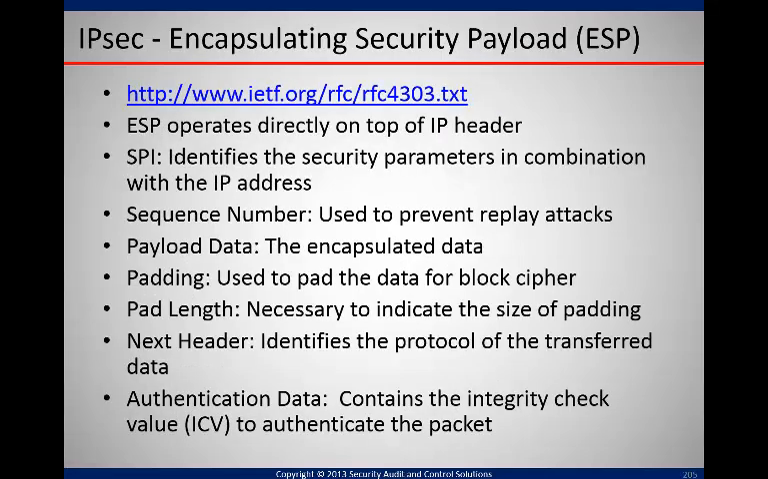Then there is the Encapsulating Security Payload, referred to in RFC 4303, where the ESP operates directly on top of the IP header. The SPI identifies the security parameters in combination with the IP address, and the sequence number is used to prevent any replay attacks. There's some payload data which encapsulates the data. There's padding used to pad the data for a block cipher. Pad length is necessary to indicate the size of the padding. The next header identifies the protocol of the transferred data. The authentication data contains the integrity check value, the ICV, to authenticate the packet.